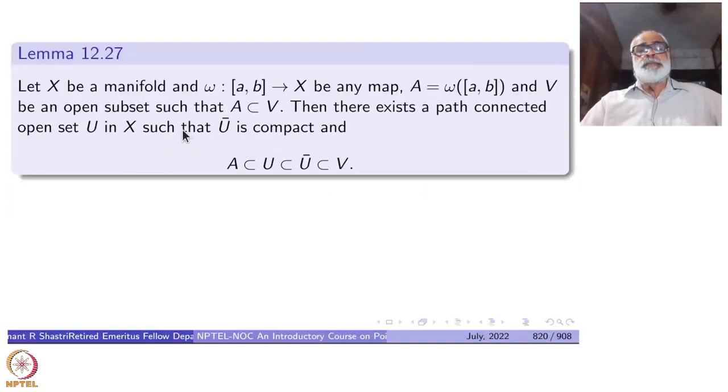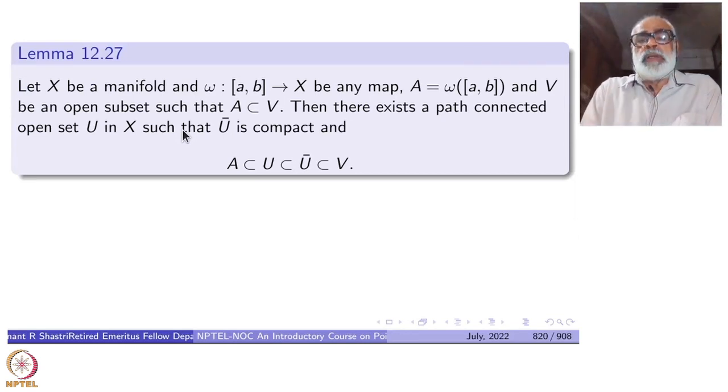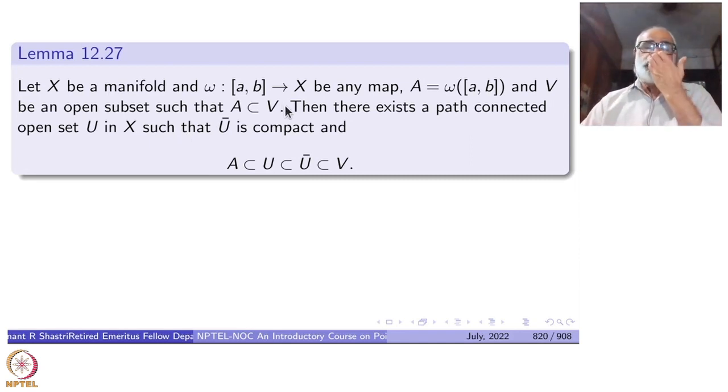So the next lemma is, you take any manifold X and a path omega from [0,1] to X. It is called a path, a continuous function, that's all. Take A to be the image of that path, and V be an open subset which contains that. Then there exists a path connected open set U in X such that U bar is compact and A is contained inside U, contained inside U bar, contained inside V.